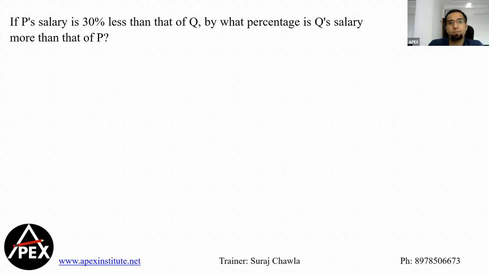Let's see this, guys. Simple applications of what you have seen. P's salary is 30% less. If 30% less, the multiplying factor becomes 70% of Q. Now the question is saying by what percentage is Q more than P? If I'm asking you from Q's point of view, make Q as the subject. So if I make Q as the subject, we get Q is equal to 10 by 7 of P.